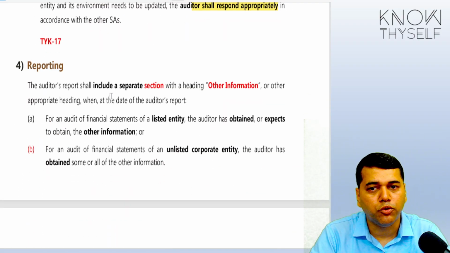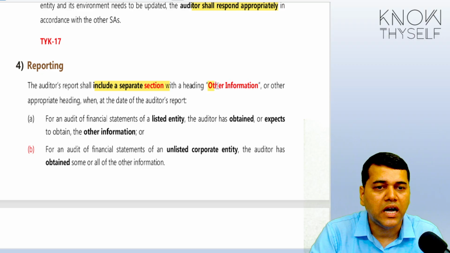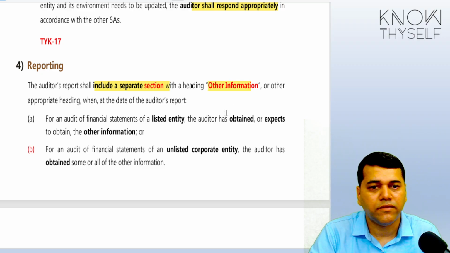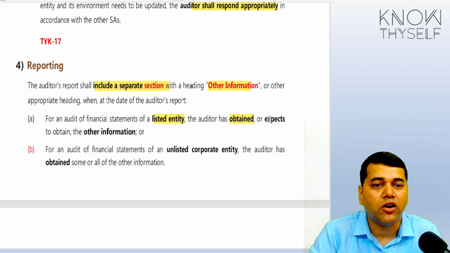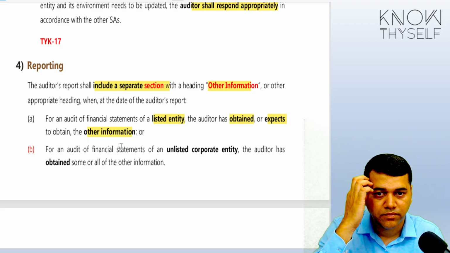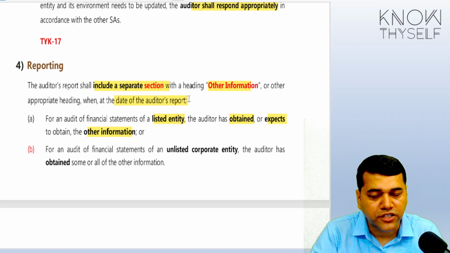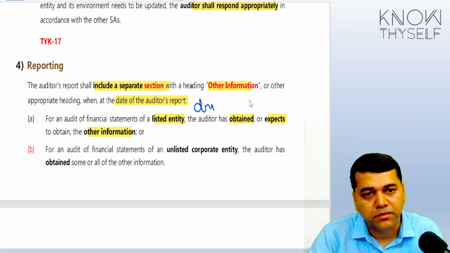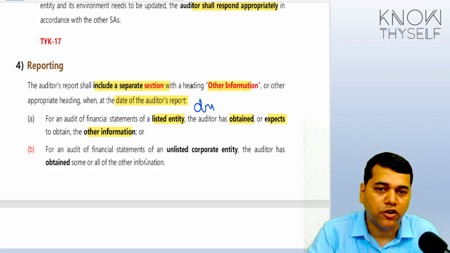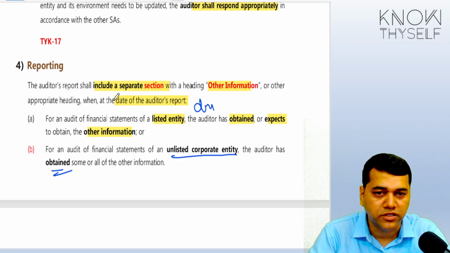Now, let us come to the reporting part. The auditor shall include a separate section with the heading called other information. Okay, one heading we have already seen. Now, for an audit of financial statements of a listed entity, he has to say whether he has obtained or expects to obtain the other information. At the date of the auditor's report, has he got that draft? Or is he going to get the draft before the annual report is sent? And for an audit of financial statements of an unlisted corporate entity, the auditor has obtained some or all of the other information. This is what you need to state.